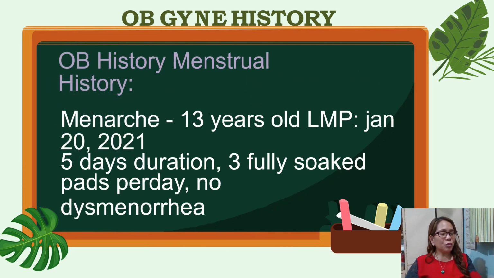So, OB history, menstrual history naman ito. Menarche or the first menstruation. So, kailan nagkaroon ng first menstruation? 13 years old. Yung kanyang last menstrual period was on January 20, 2021. Ano po ba ibig sabihin ng ating last menstrual period? So, yung kailan siya huling nagkaroon, yung first day, no? Yung first day nang huli siyang nagkaroon. Hindi po yung huling patak. Halimbawa, last month, yung kanyang last period, anong unang araw nung last month?